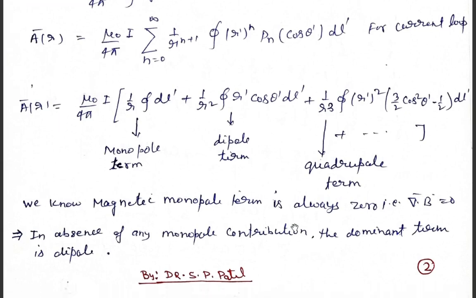Now it means that we have to find the magnetic vector potential for a dipole term. This was the monopole, but because it becomes 0, we can find the magnetic vector potential due to a dipole.